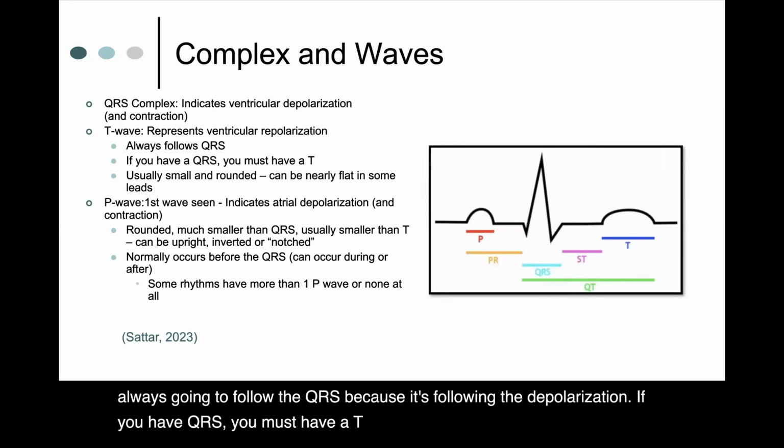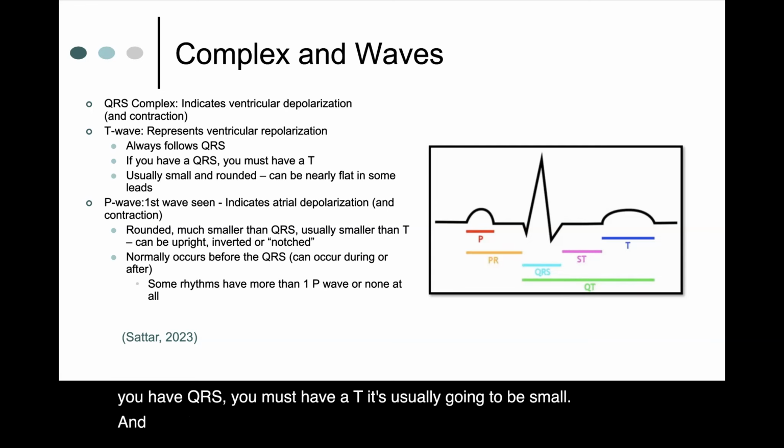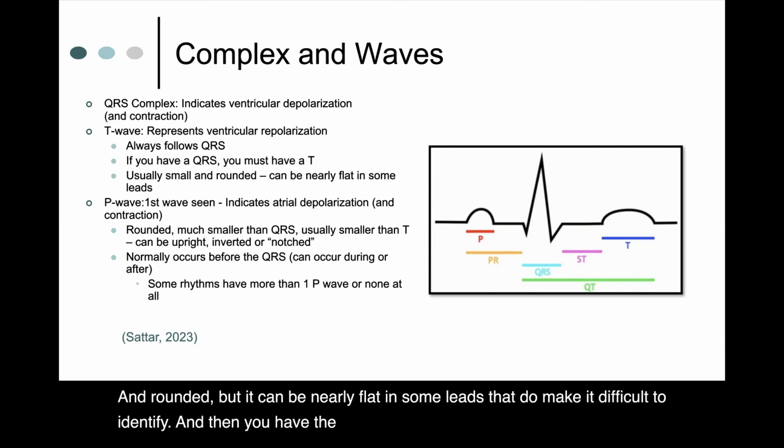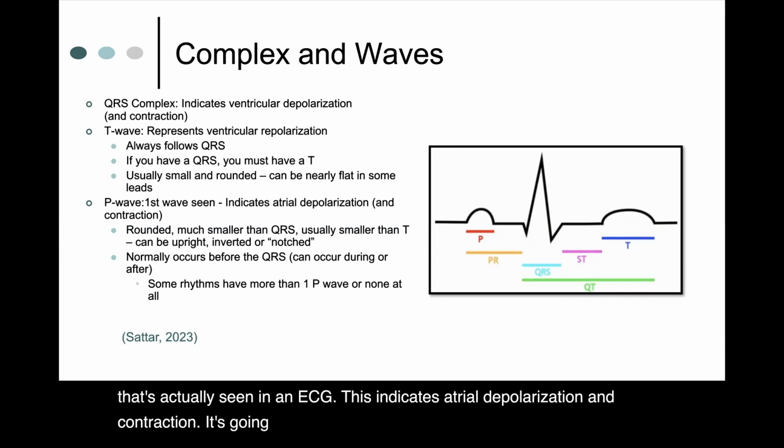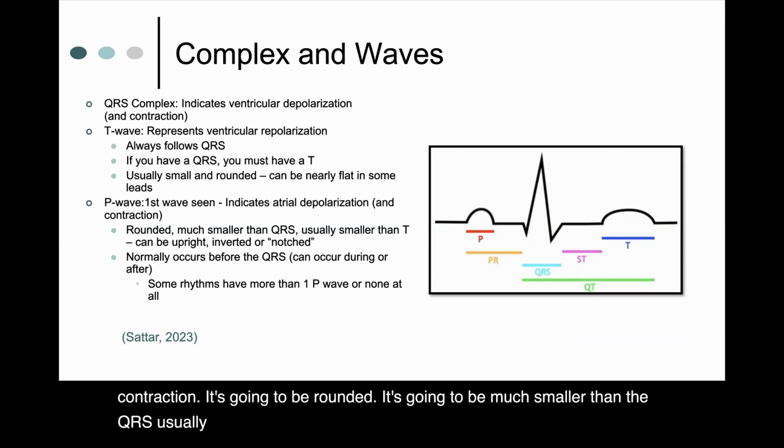It's usually going to be small and rounded, but it can be nearly flat in some leads that do make it difficult to identify. And then you have the P wave. This is going to be the first wave that's actually seen in an ECG. This indicates atrial depolarization and contraction. It's going to be rounded. It's going to be much smaller than the QRS, usually smaller than the T. It can be upright, inverted, or notched.